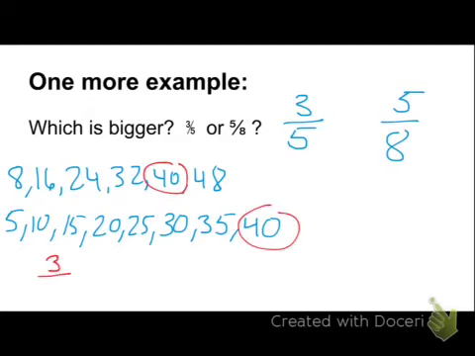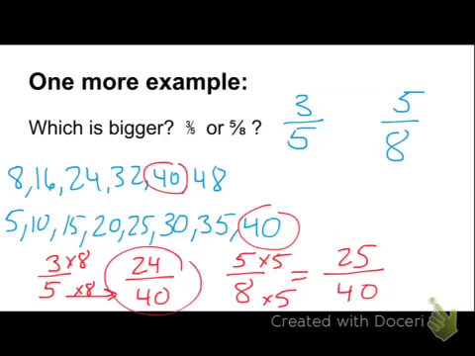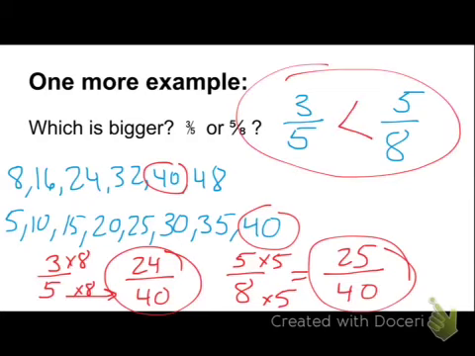So I'm going to change 3/5 to have 40 as the denominator, and to do that, 5 has to be multiplied by 8, and 3 times 8 is 24. This is just the learning target we did in the last unit. 5/8 gets turned into 40ths by multiplying 8 by 5. So the 5 gets multiplied by 5 and we get 25. So 3/5 is 24/40, and 5/8 is 25/40. So the 5/8 is bigger because it's more 40ths.